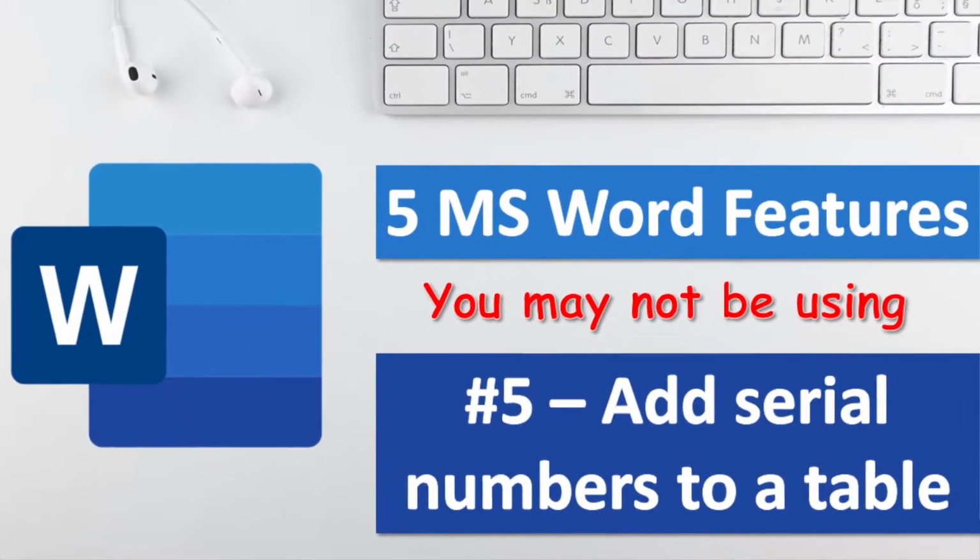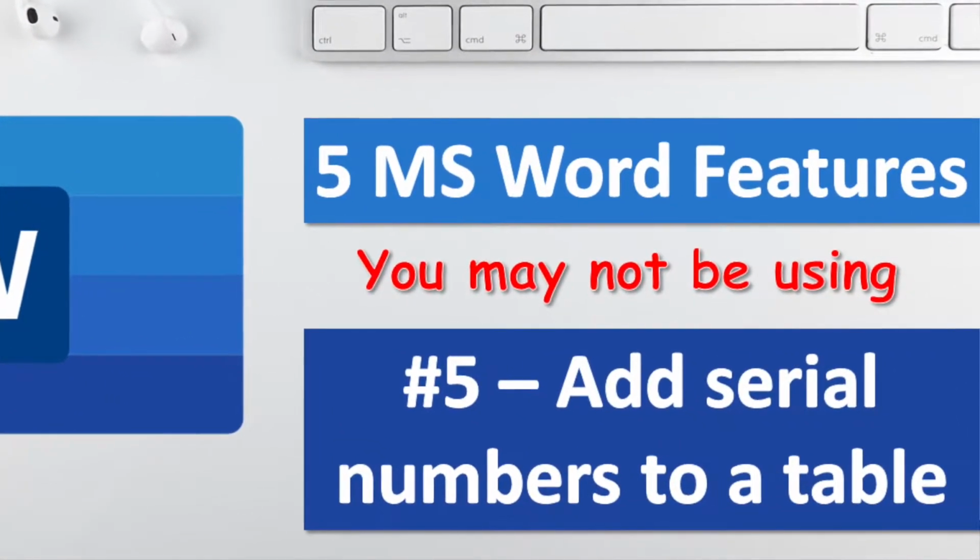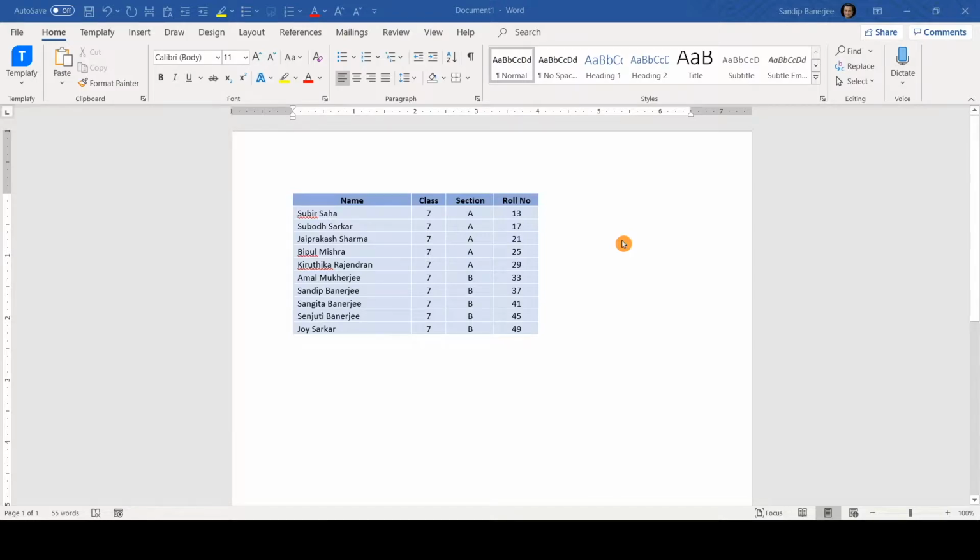Coming to the next feature, which will be a useful one. In this particular document, I have a table and there certain details are there. These are the students of a specific class and they have their name, class, section and roll number. Now what if you need to add another additional column here in the left part of this particular table and you want to number it? And how can you achieve that with a couple of mouse clicks only?